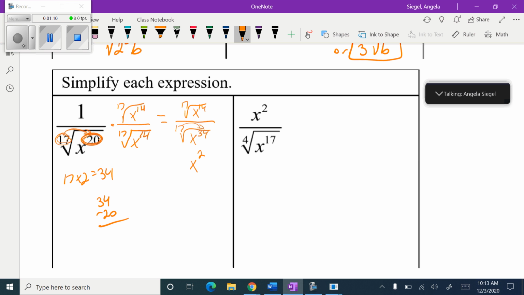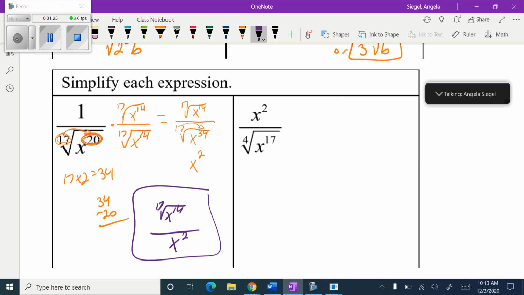So I end up getting, for my final answer, the 17th root of x to the 14th over x squared. And I know this does not look simplified. That kind of stresses some people out. They feel like they need to combine these two, but if you do, then you're just going to end up with a root in the denominator.